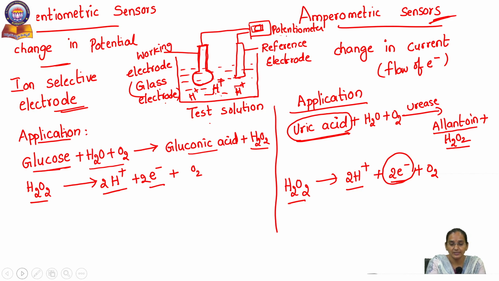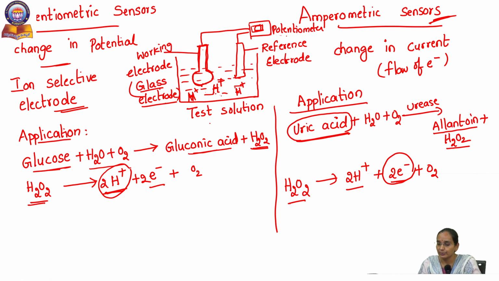Now potentiometric sensors measure the change in potential. For that we have to take an ion selective electrode. Here, to detect the H+ ions, I have taken a glass electrode. This glass electrode detects the H+ ion. So for the application, if we have taken a blood sample and we are going to calculate the concentration of glucose, this glucose gives gluconic acid and H2O2. This H2O2 gives the H+ ions. These H+ ions are sensed by this glass electrode, and there will be a change in the potential, so that it is displayed in the potentiometer.